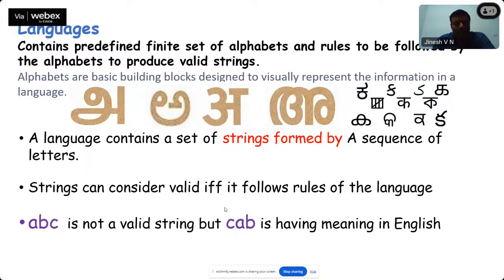There is a difference between an alphabet and a character. An alphabet always has some kind of information connected with its characters. You can see on the screen a few letters in different languages. I'll use the pen to highlight this. The first letter is in Tamil, next you can see Kannada, then Hindi, then Malayalam.